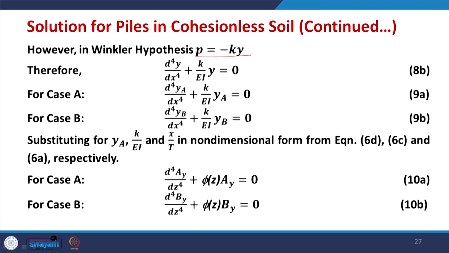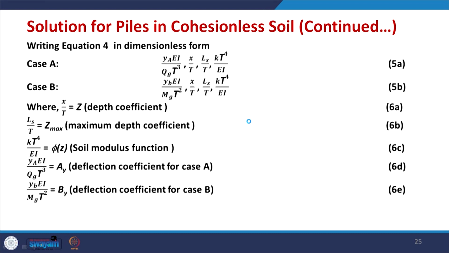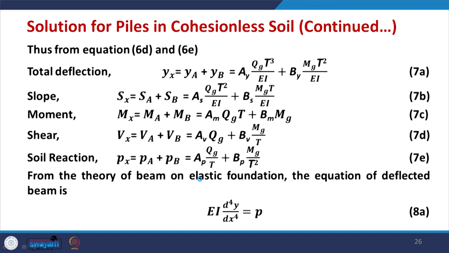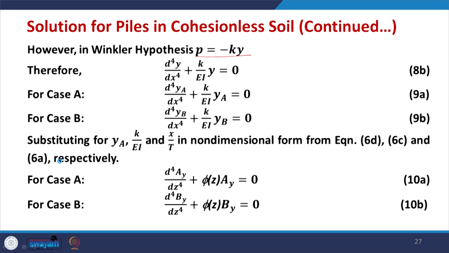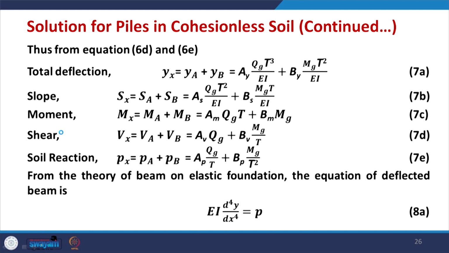Before we solve equations 9a and 9b, using the dimensionless form which we have shown in equation 7a, and the parameters in equation 5, shown in 5a and 5b, we convert equations 9a and 9b into dimensionless form. Simply, put the value of ya in terms of ay, and then use phi z also. Here phi z is nothing but kt4 over EI, so this kt4 over EI will go here. Here you need to understand that x over t is z.